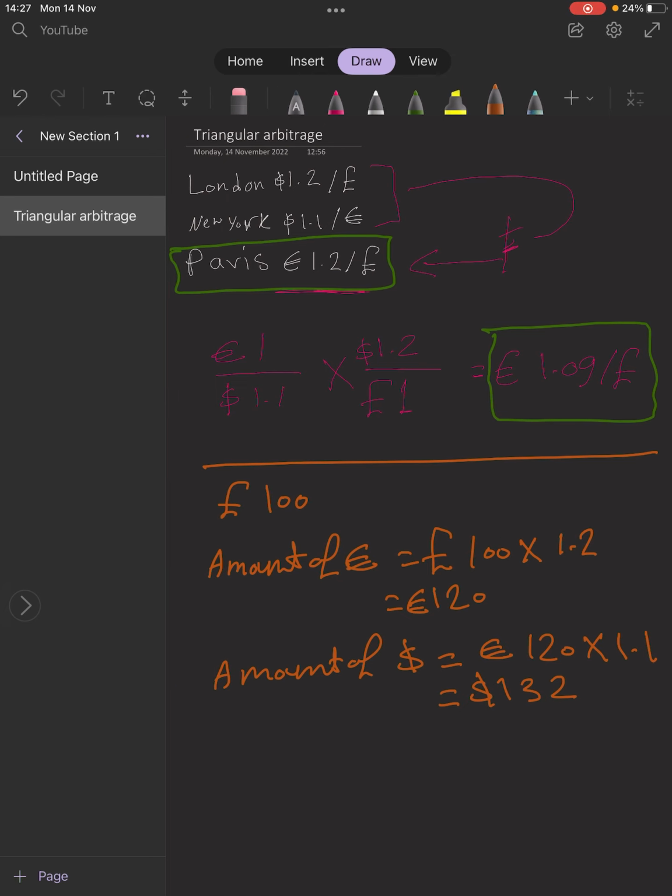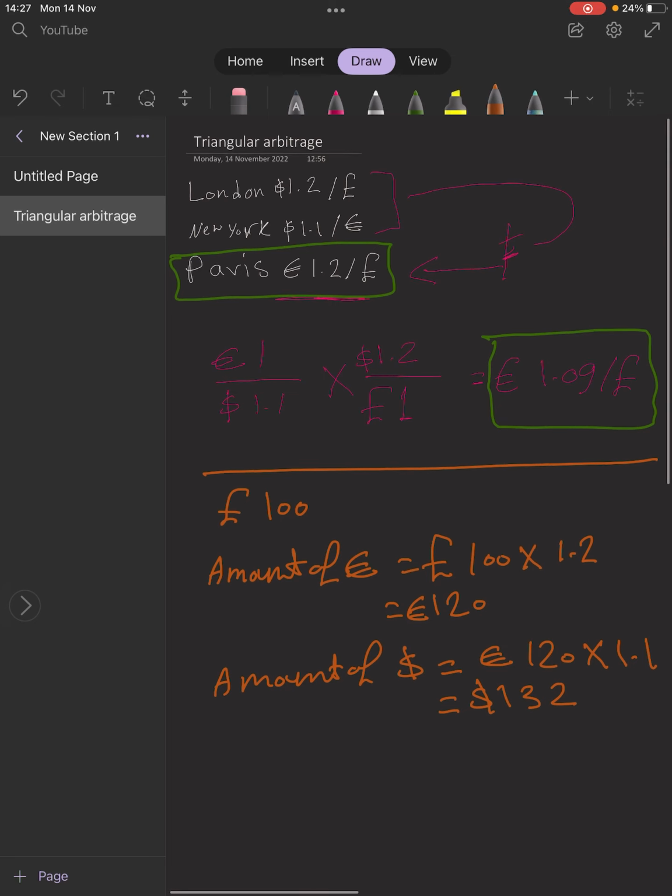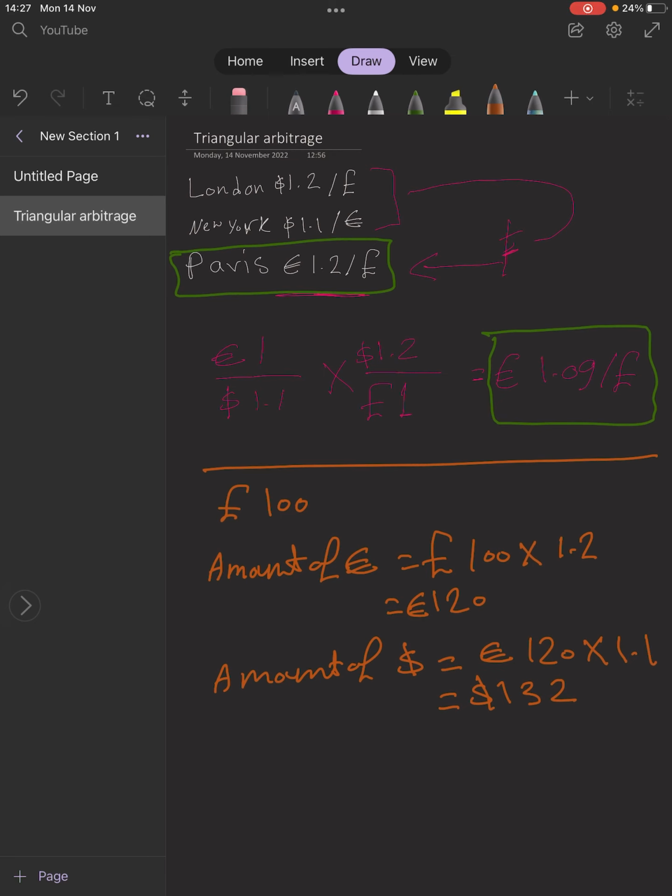However, this guy is an English citizen. In order to make use of his money, he needs it to be in sterling pounds. So he will convert that $132 into sterling pounds. Let's see what's going to happen.